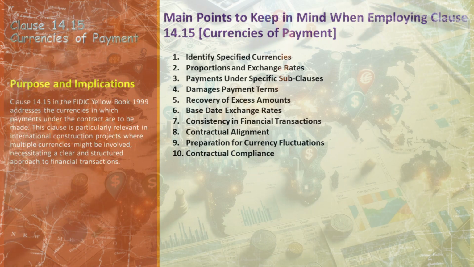Be cognizant of the proportions of local and foreign currencies and their fixed exchange rates, especially if detailed in the appendix to tender. Recognize that payments under specific subclauses, like provisional sums and adjustments for changes in legislation, must adhere to the currency provisions of Clause 14.15. Understand that damages payments, as specified in the appendix to tender, should align with the stated currencies and proportions.